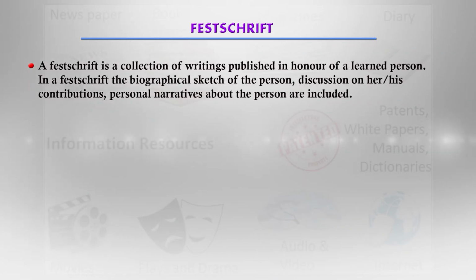Then come the festschrifts. A festschrift is a collection of writings published in honor of a learned person. In a festschrift, a biographical sketch of the person, discussion on his or her contributions, and personal narratives about the person are included. So, although these festschrifts are not research related publications, they are original in nature. That is why they are categorized into the primary sources of information.